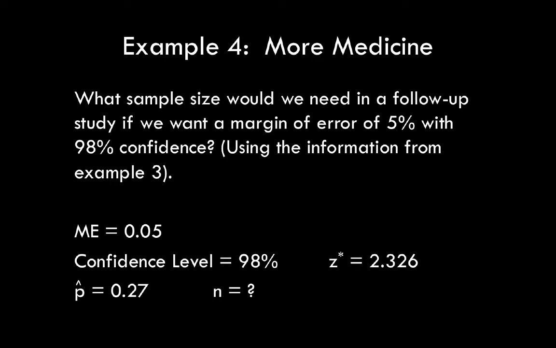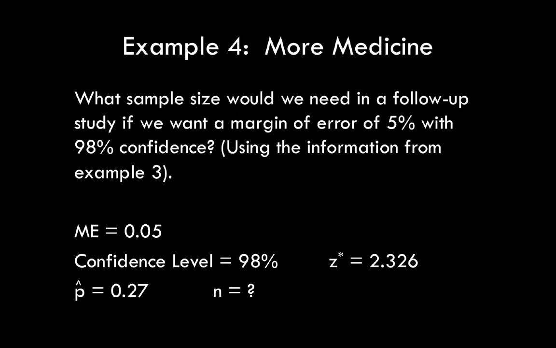And what example 4 is asking is what sample size would we need in a follow-up study if we want a margin of error of 5% with 98% confidence? So we want a margin of error of 0.05, confidence level of 98%. P hat, that was given in example 3, is 0.27. Since we have a confidence level of 98%, I can go to my chart and find z star to be 2.326. But now I need to know n.